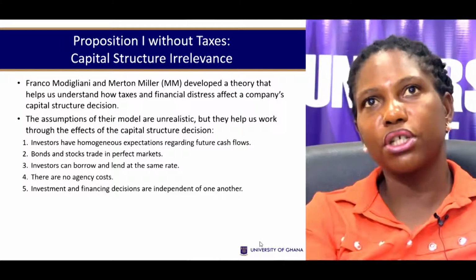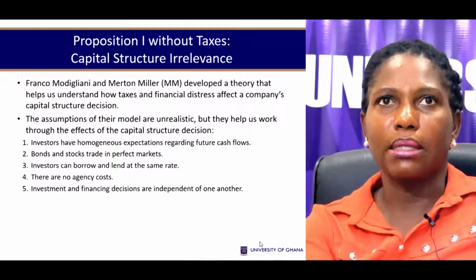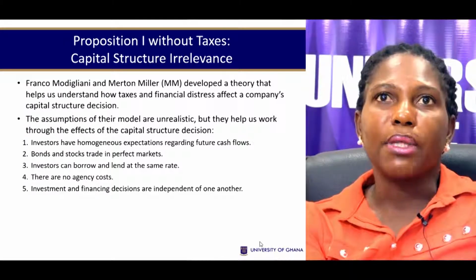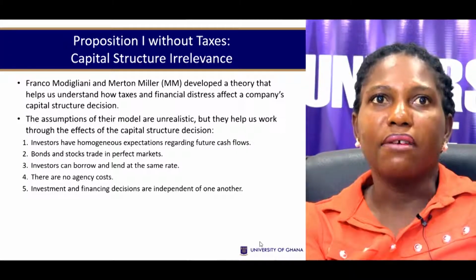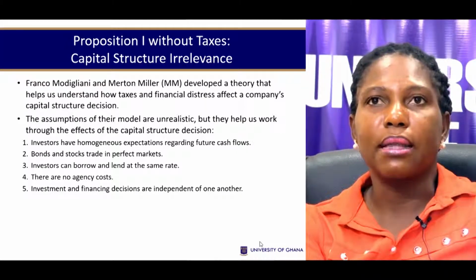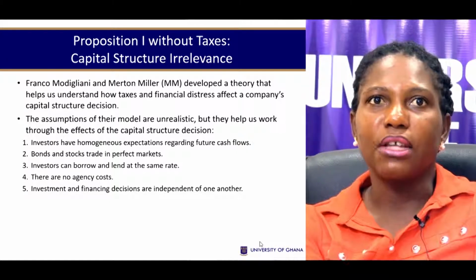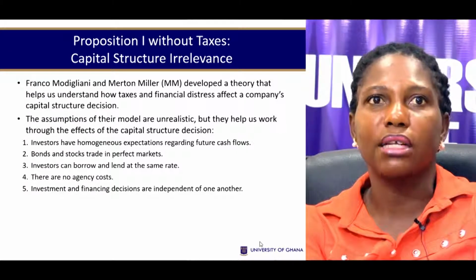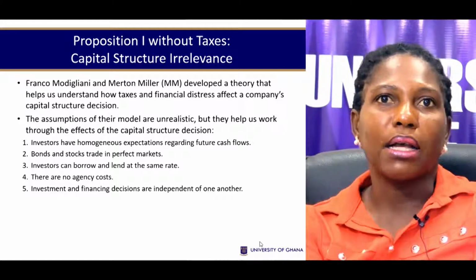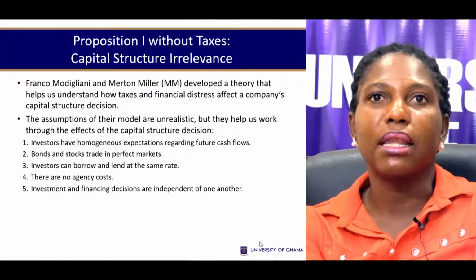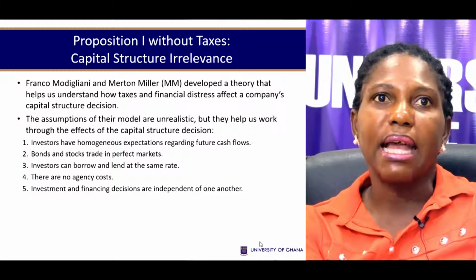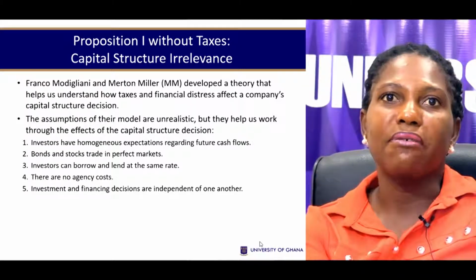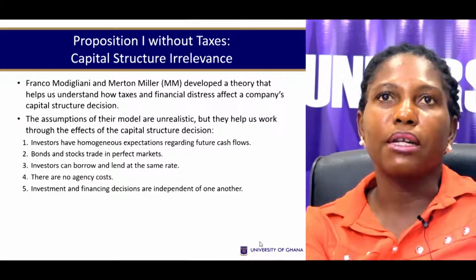Now, let's look at the first proposition from Modigliani and Miller without taxes. According to Franco Modigliani and Merton Miller, capital structure is irrelevant. The assumption they make is that the market is perfect, and so investors have homogeneous expectations regarding future cash flows. Bond and stock markets trade in perfect markets, for which reason there are no transaction costs. Investors can borrow and lend at the same rate. There are no agency costs, and investment and financing decisions are independent of each other.